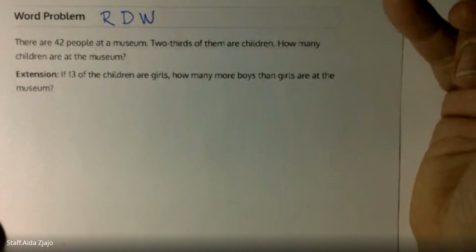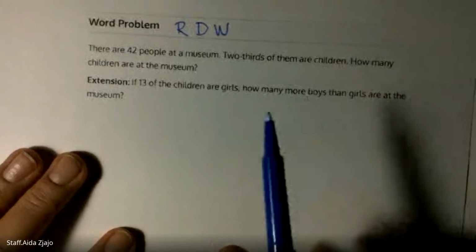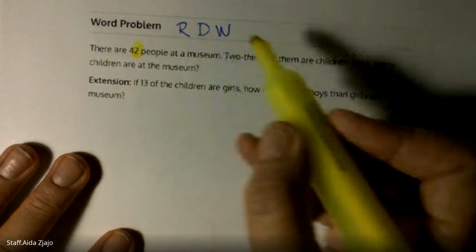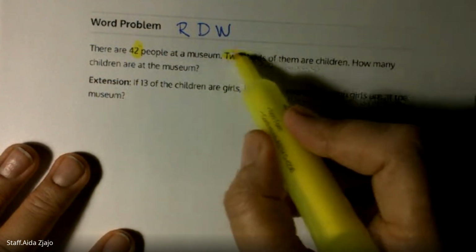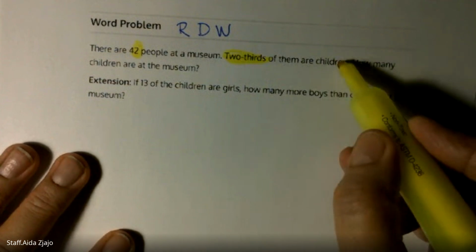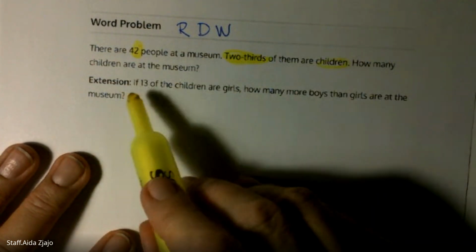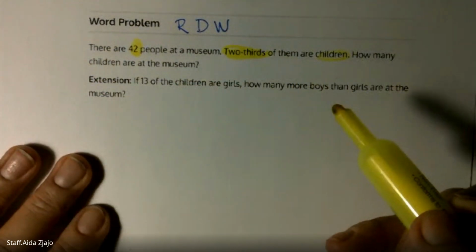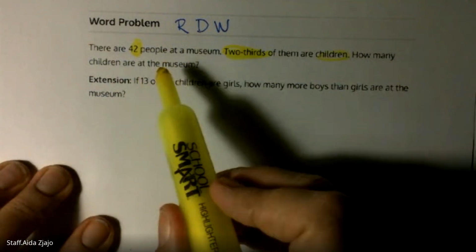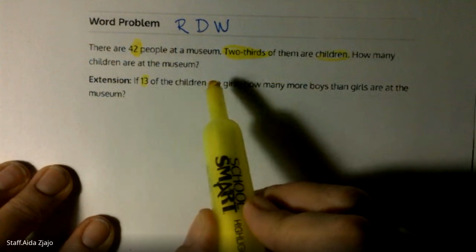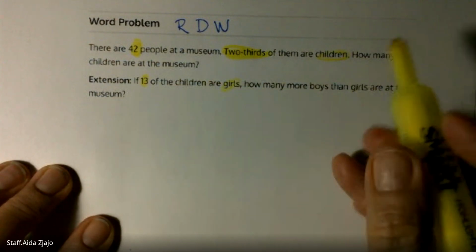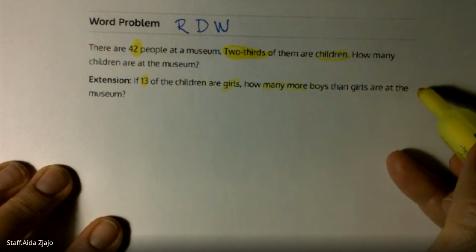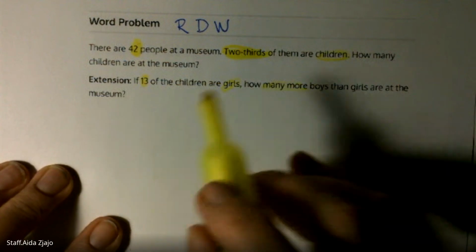And let's read. There are 42 people at the museum. Two-thirds of them are children. How many children are at the museum? That's one part of the question. Next, the extension. If 13 of the children are girls, how many more boys than girls are in the museum?